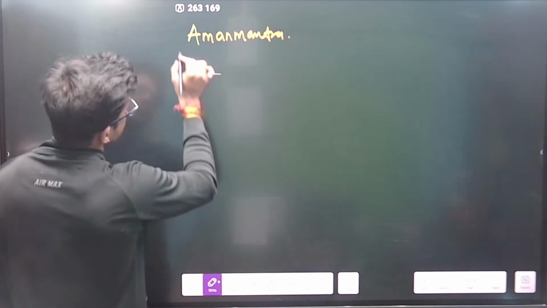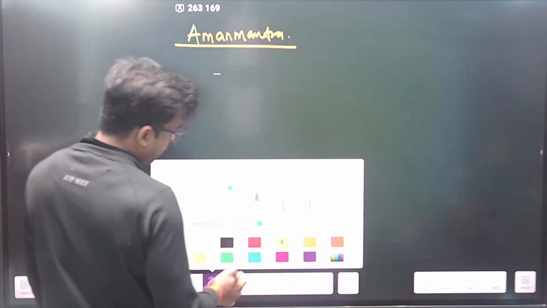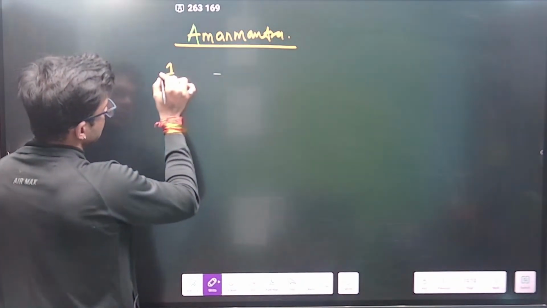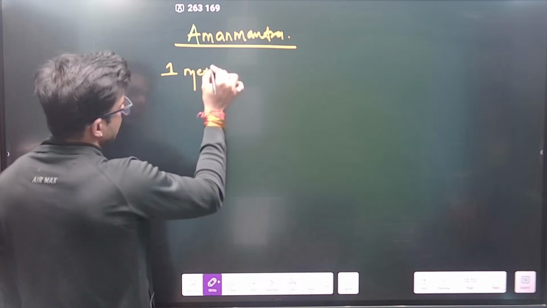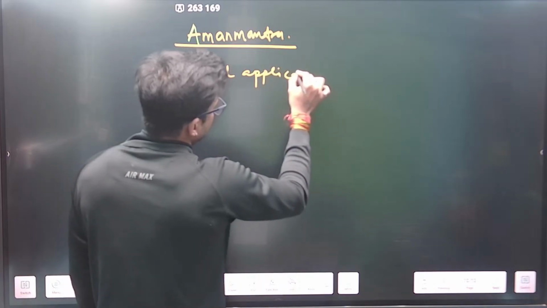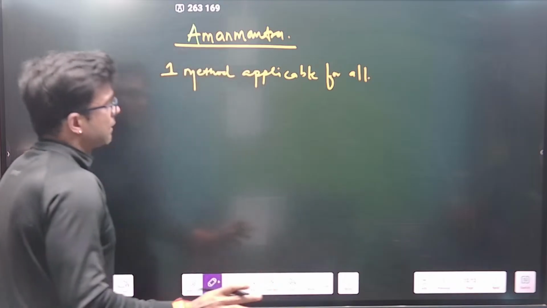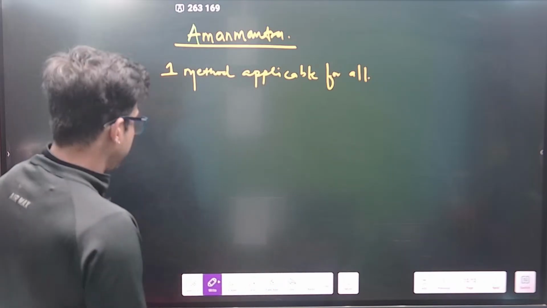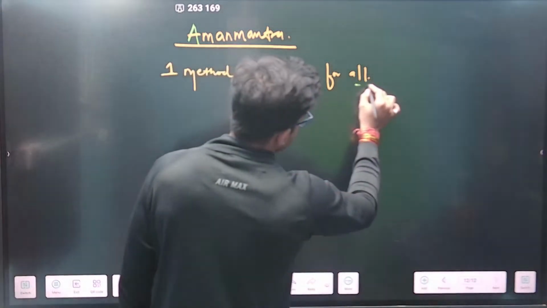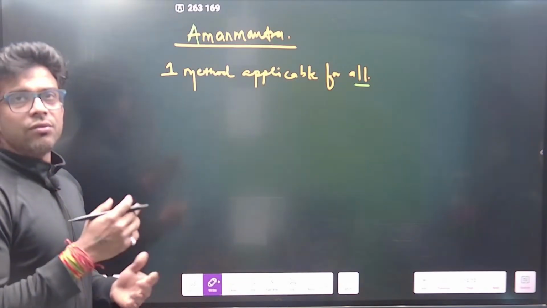When I say Aman mantra, which means one method applicable for all. Basically this only. So when you go for Aman mantra, the point is that there is only one method which is applicable for all. Means this is being applied to all. This is going to be really important for all of you, so you need to understand.